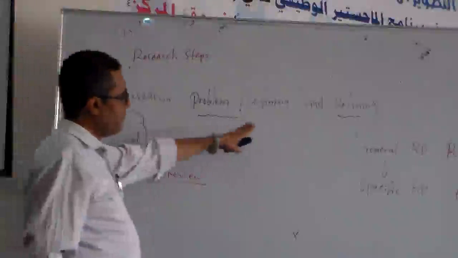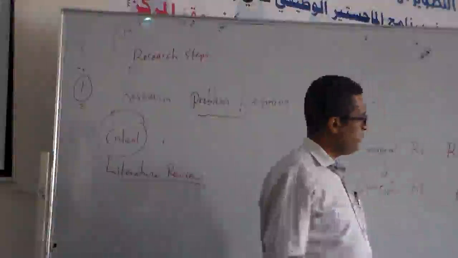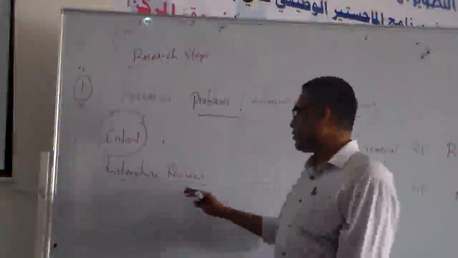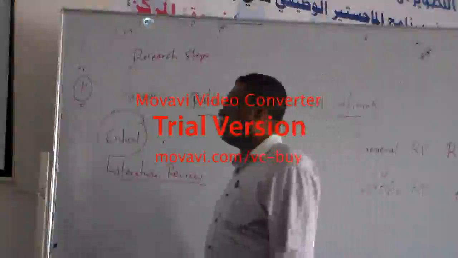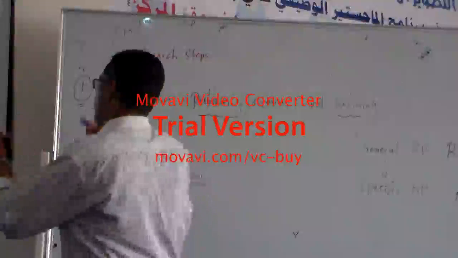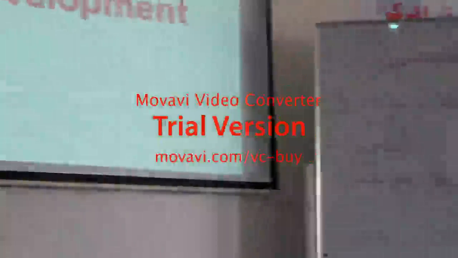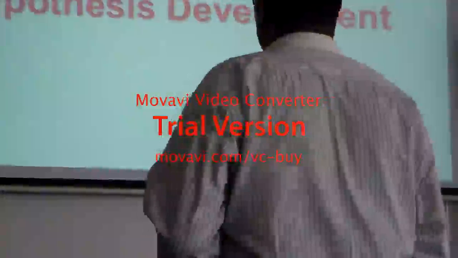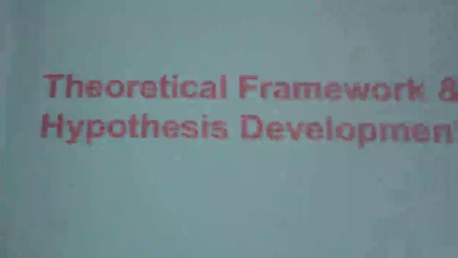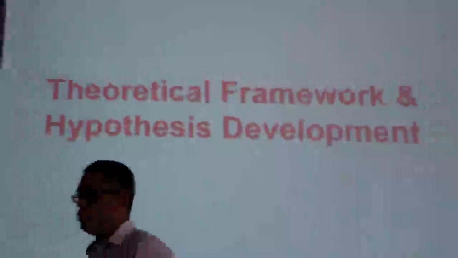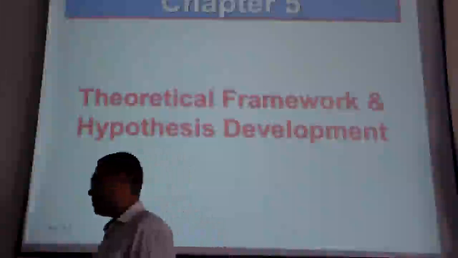The next step, when we read the literature, we have already a problem, we have a research topic, so we did also some literature review. We move to the next step, which is the title of our lecture today, which is the theoretical framework and hypothesis development. How to come out with framework and how to design or develop our hypothesis.